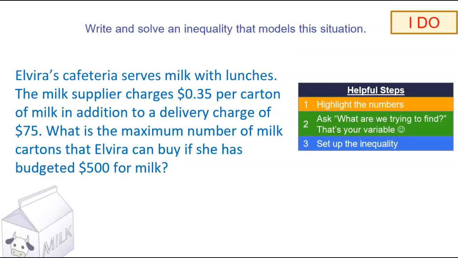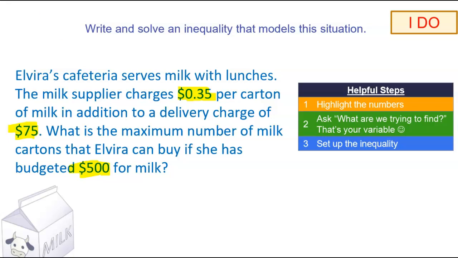Elvira's cafeteria serves milk with lunches. The milk supplier charges 35 cents per carton of milk, in addition to a delivery charge of $75. What is the maximum number of milk cartons that Elvira can buy if she has budgeted $500 for milk? So our first step says highlight the numbers. Where do we see numbers in here? Let's see, it looks like we have one there, and one there. These look like dollars. These are all in dollars.